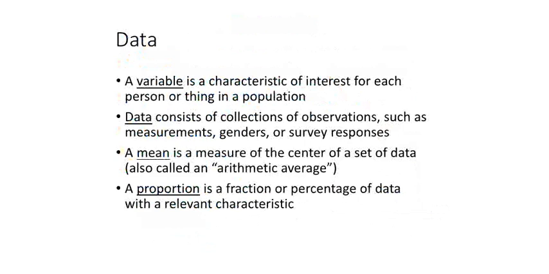A variable is a characteristic of interest for each person or thing in a population. Data itself is the actual values of the variable. A mean is a measure of the center of data. Sometimes we call it an arithmetic average or just the average, whereas a proportion is a fraction or percentage of the data with the relative characteristics.